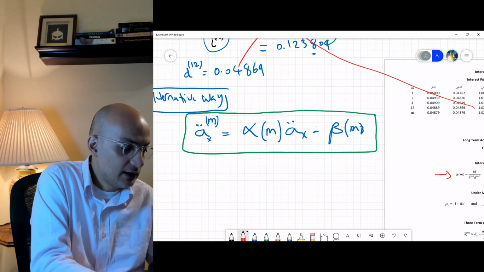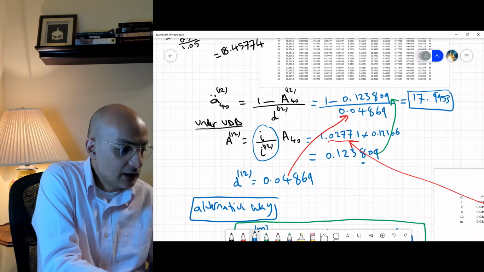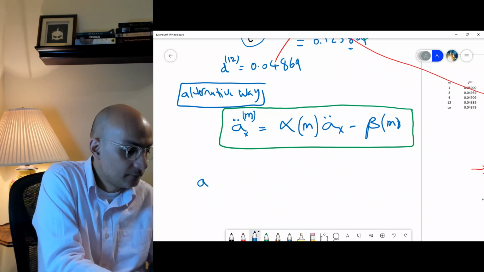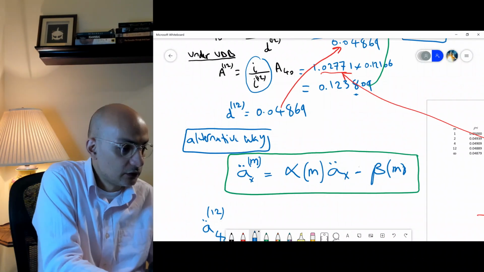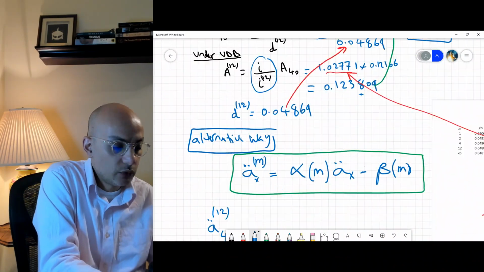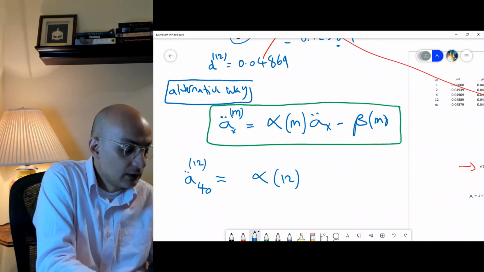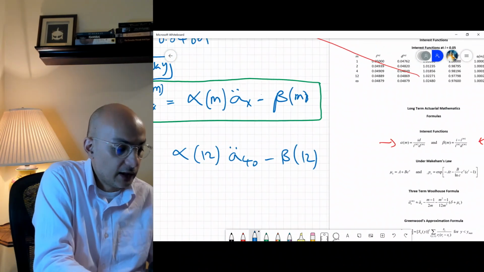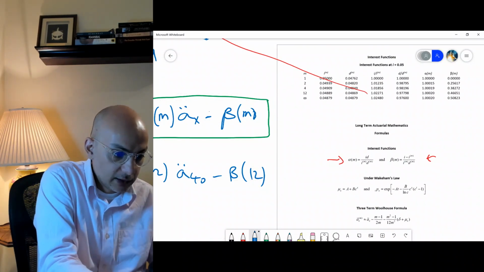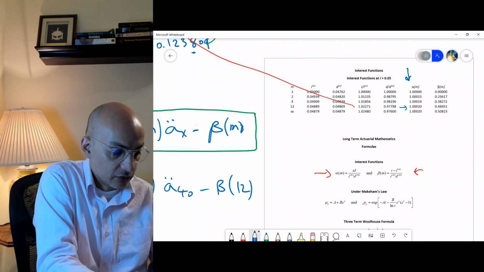Right. So how do we calculate A12? What we are looking at is calculating A12 for somebody age 40, because we're looking at age 40. We calculated it one way. Now the other way is to calculate it with alpha 12 times A40 minus beta 12. So this can be straightforward, very easy. Let's look at alpha 12. Alpha 12 is here, right? This one. It's 1.0002.